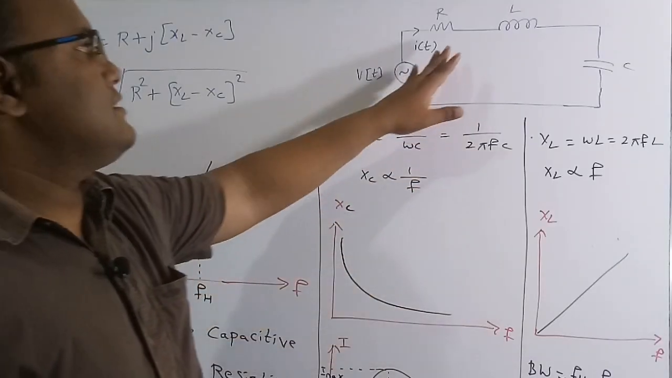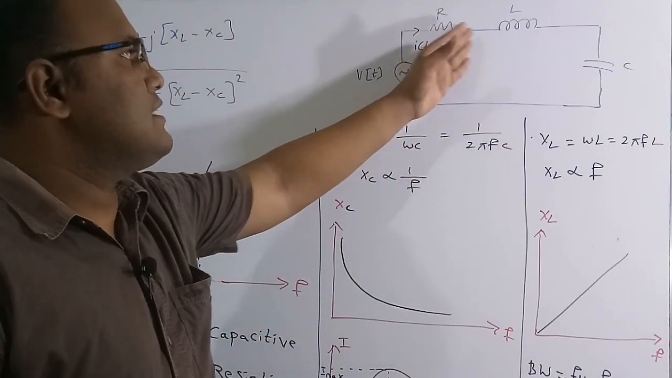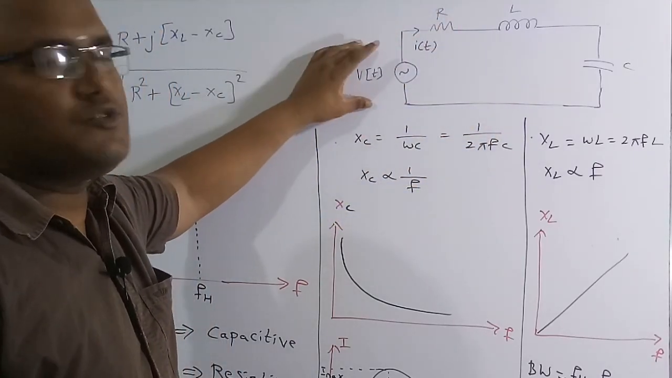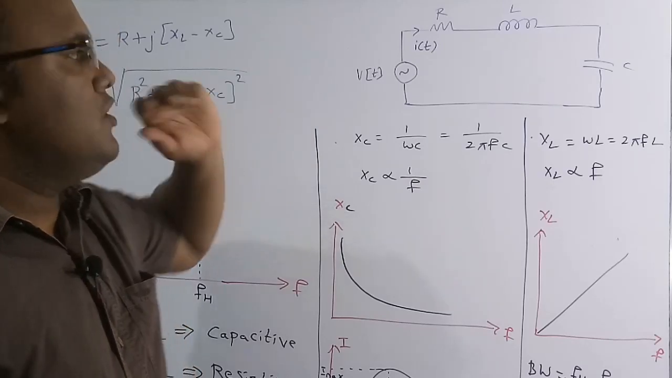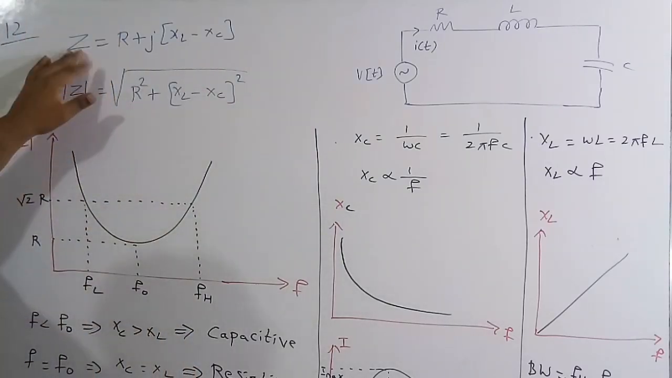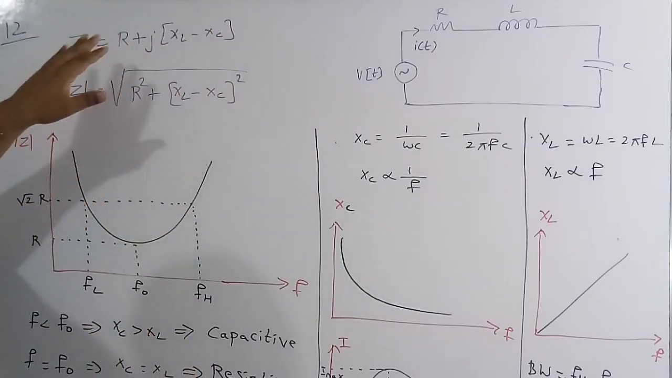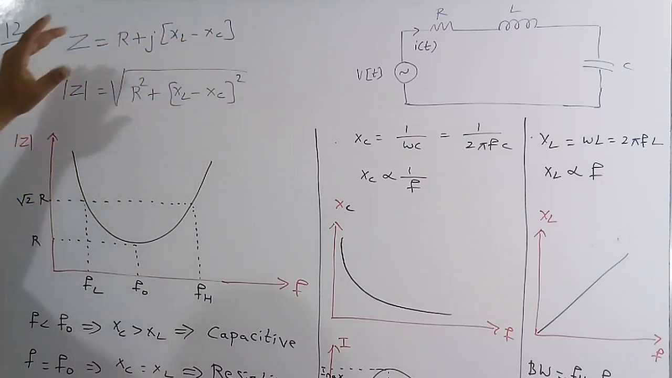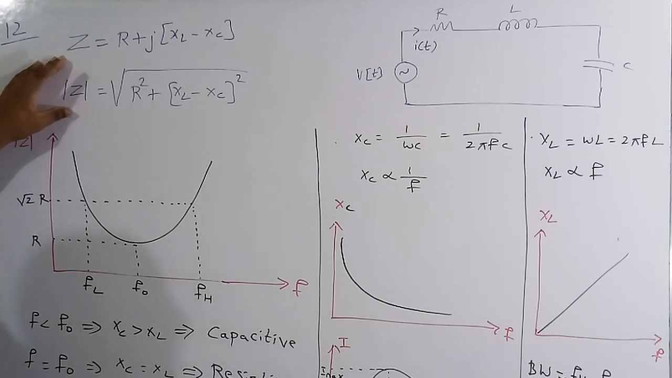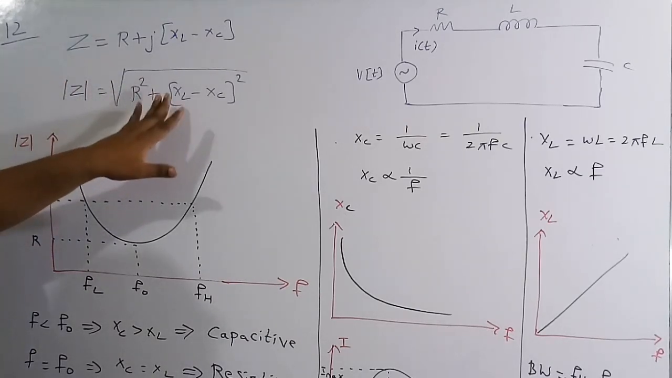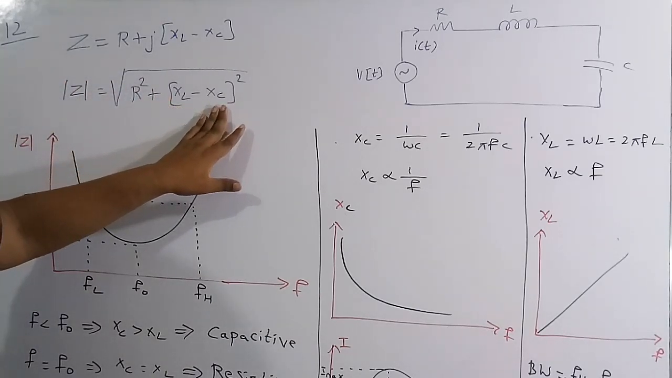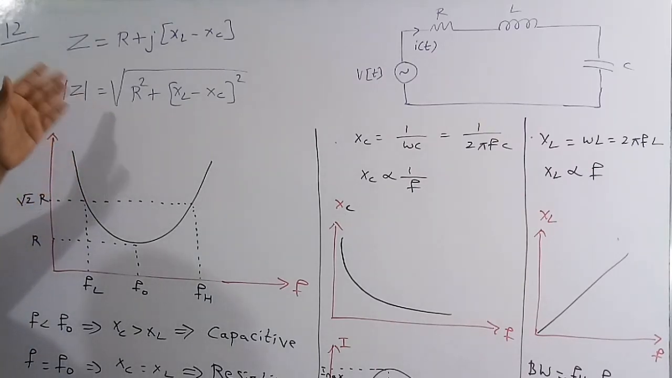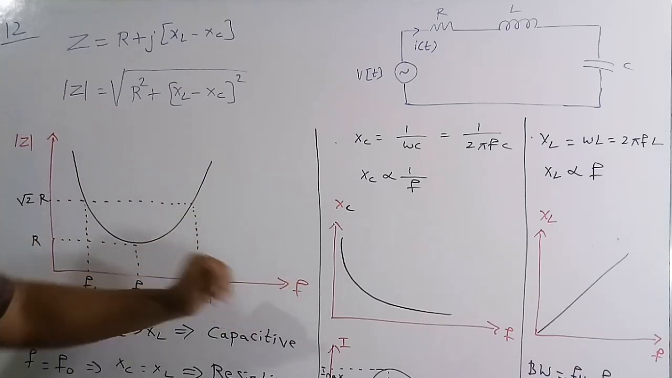Let me say something more about this. Basically this is a series RLC circuit: resistor, inductor and capacitor, and the voltage across this is V of t, which is the source voltage, and the current is I of t. Now see here, what is the net impedance of this circuit? The net impedance of the circuit is R plus j of XL minus XC. But I want to know the magnitude of the impedance, which is mod of Z is equal to the square root of R square plus XL minus XC whole square. Now I am going to find the nature of this impedance magnitude with respect to the frequency.